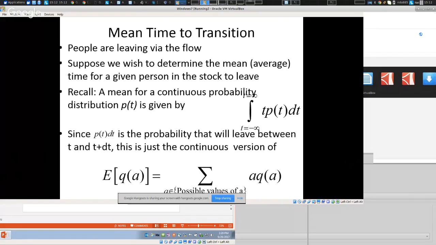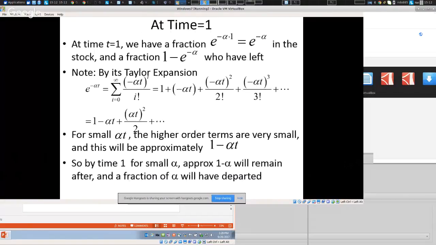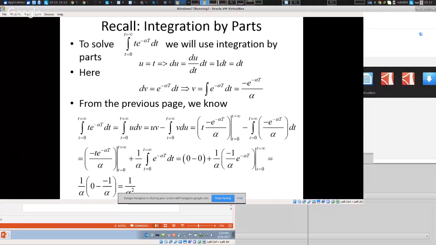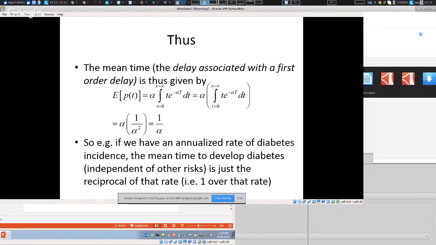Okay, I think I have in here a derivation that I consider quite beautiful. And basically what it derives is that if you have the rate of leaving, the hazard rate, is alpha, what's your average time in that stock? And it turns out to be exactly 1 over alpha. Your average time in the stock, 1 over alpha. So if I have a chance per year of 0.01 of dying, the average time I'll be alive is what?